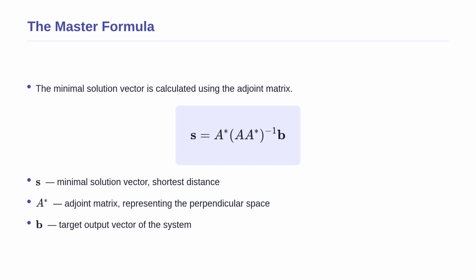The vector B is our target output. If you increase the values in the target vector B, the minimal solution S will scale up proportionally, meaning the distance grows. If the original matrix changes, the geometry of the solution space shifts, and this formula automatically recalculates the new shortest path.